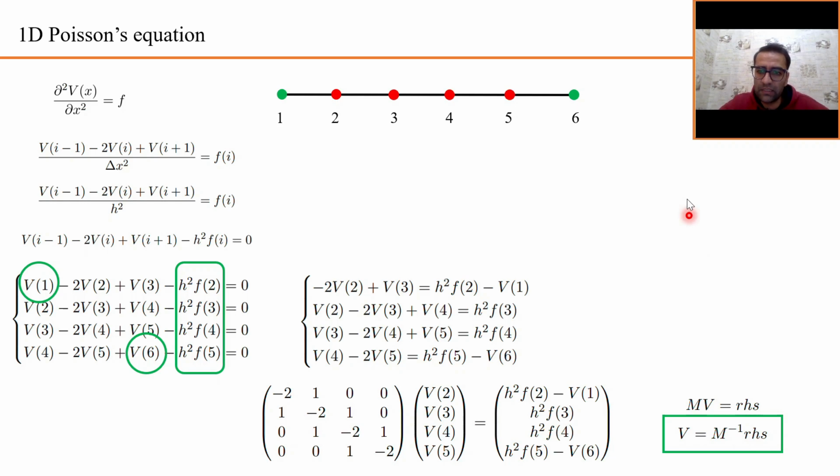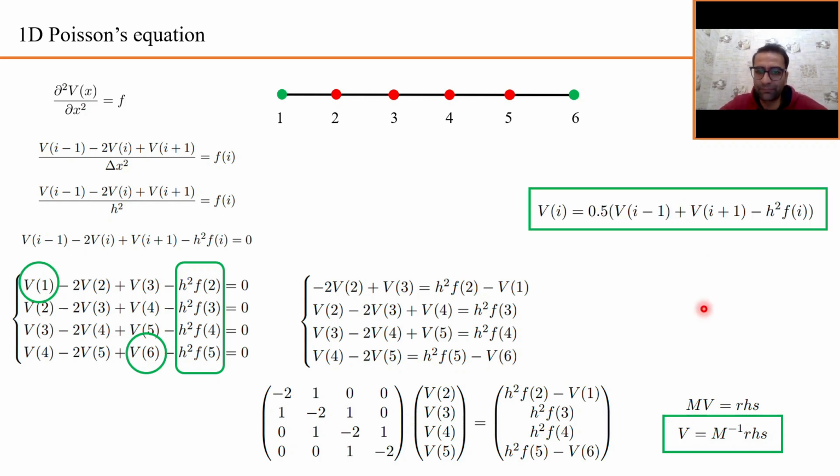And what does the iterative technique say? The iterative technique says that if we keep v i on one side of the equation and gather all the rest on the right hand side, we will get such an equation in the iterative method. And we see that v i depends on v i minus 1 and v i plus 1 and some known values.